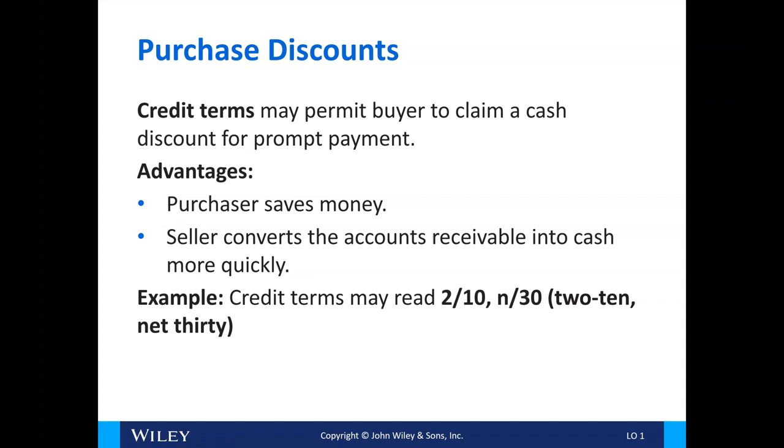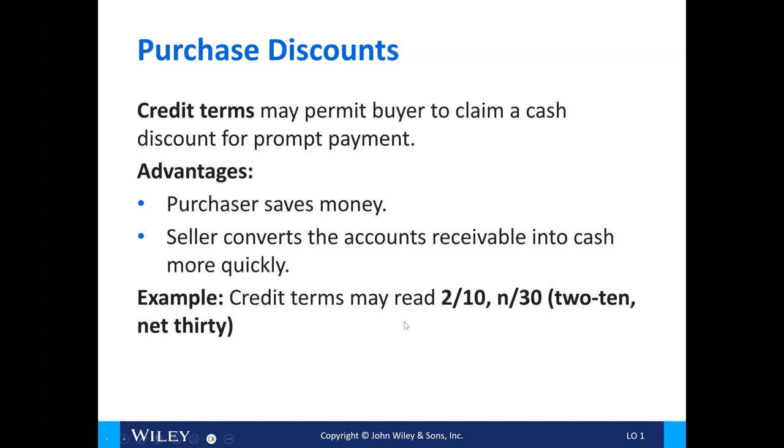It's 2/10, net 30. So this is a 2% discount if you pay within 10 days. If you don't pay within 10 days, you pay the full amount, the net amount, in 30 days. All right. And if you work this out financially, it's a good deal to go ahead and get the discount. But most companies just say, hey, we'll pay by 30 days. It just really depends on the company.